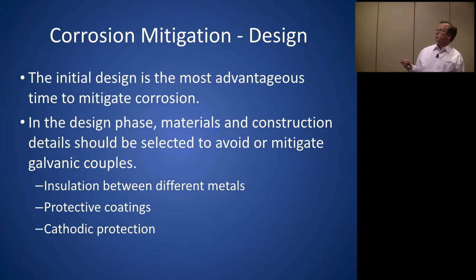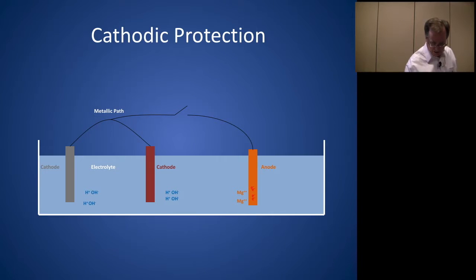Well, we avoid putting these metals together in contact with each other. We can use insulation between the different metals. We can use coatings to reduce the amount of that surface exposed to the electrolyte. Or we can apply cathodic protection. And the next little slide is going to kind of show you cathodic protection in action.